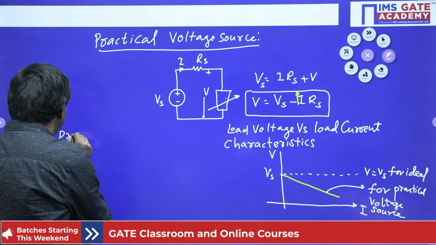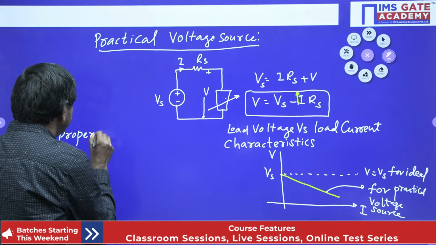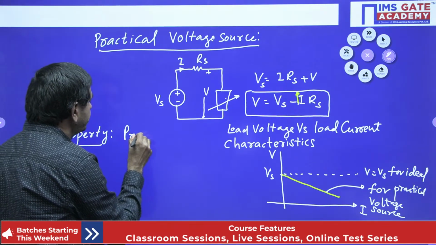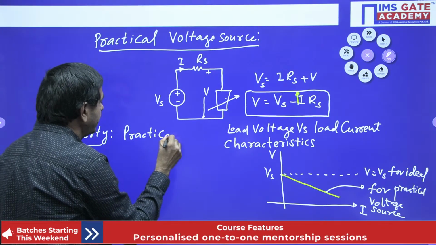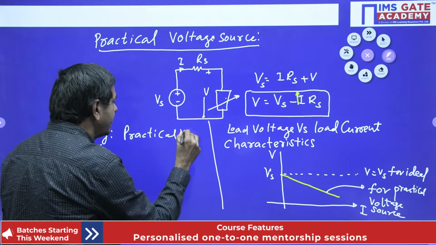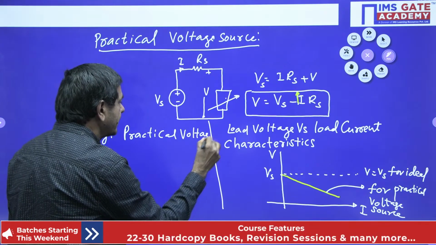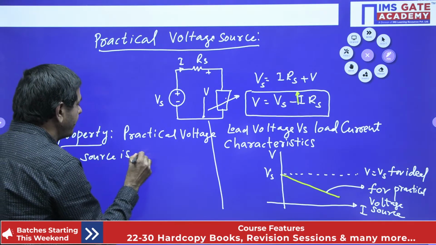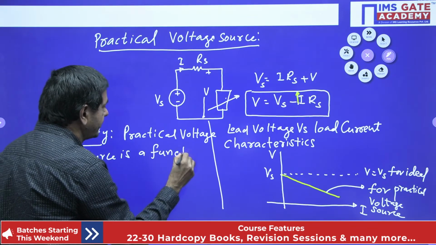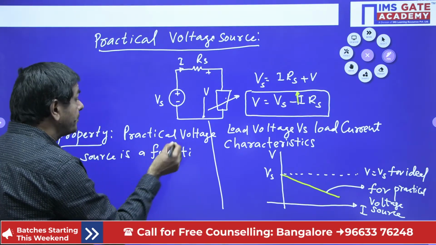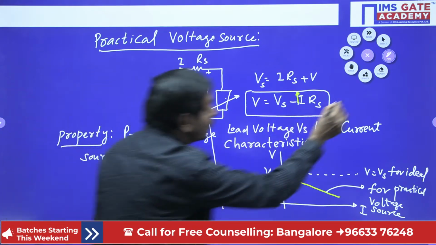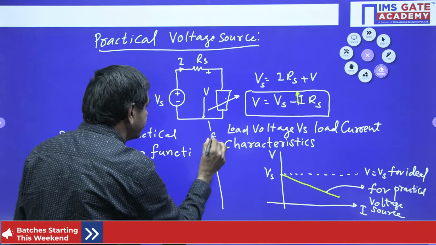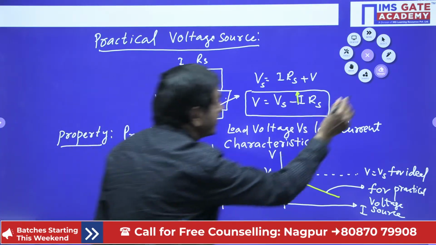we can say the property of this practical voltage source is a function of what? Practical voltage source, not practical, what? Load voltage only now. Exactly, we can say load voltage only now. Understand now. That is exactly load voltage. If it is written, it is best. We can write clearly like this now.